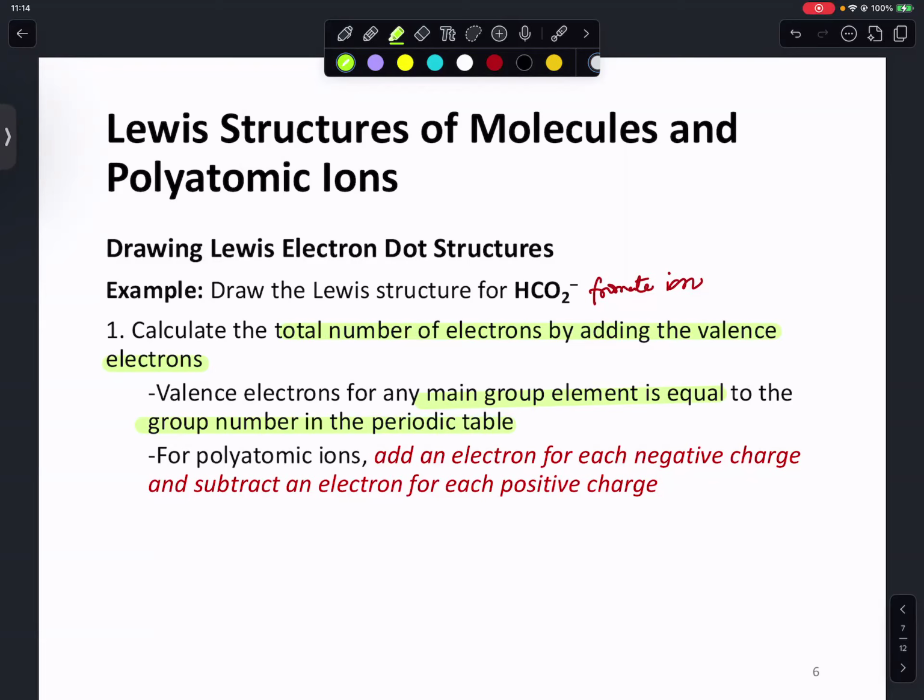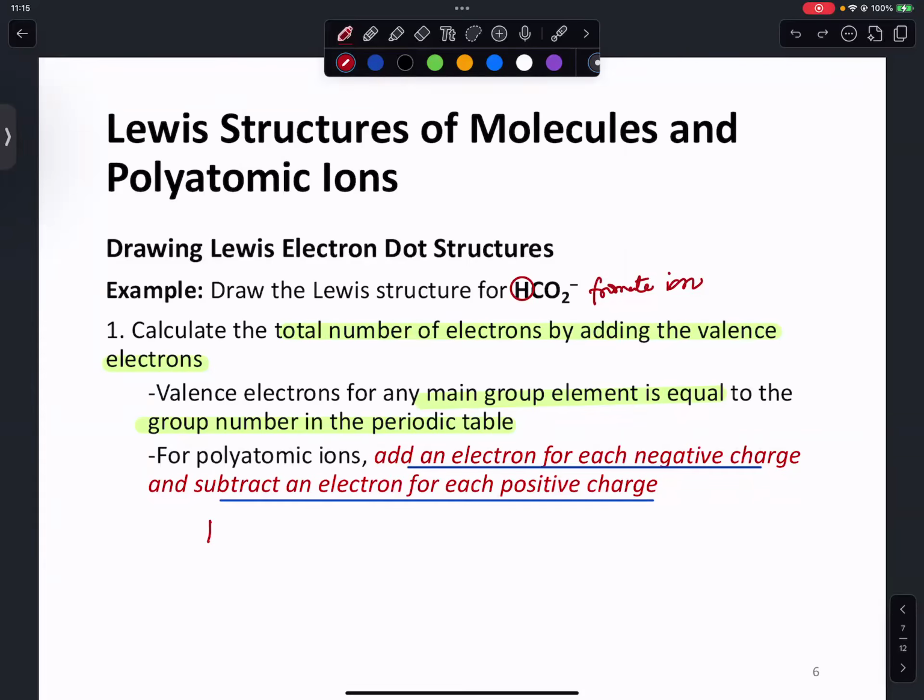Now, for polyatomic ions, which is the example that we have, we can either add an electron for a negative charge or subtract an electron for a positive charge. So let's see how we're going to do this. So hydrogen right here is in group 1. So let's count. It's 1 valence electron.